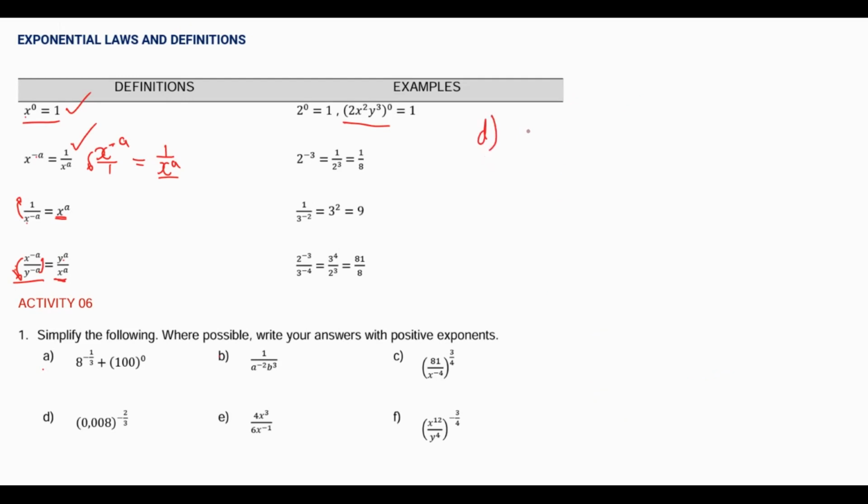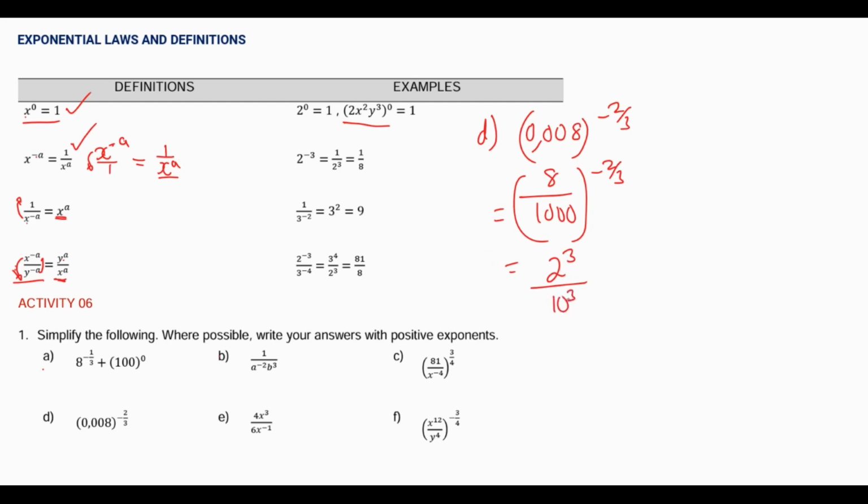D. 0,008 to the power negative 2 over 3. 0,008 is like 8 over 1000. Okay, to the power negative 2 over 3. And then 8 is like 2 to the power 3. And then 1000 is 10 to the power 3. Right, all this to the power negative 2 over 3. Right, this is a power of a quotient. So you can say 2 to the power 3 times negative 2 over 3 over 10 to the power 3 times negative 2 over 3.